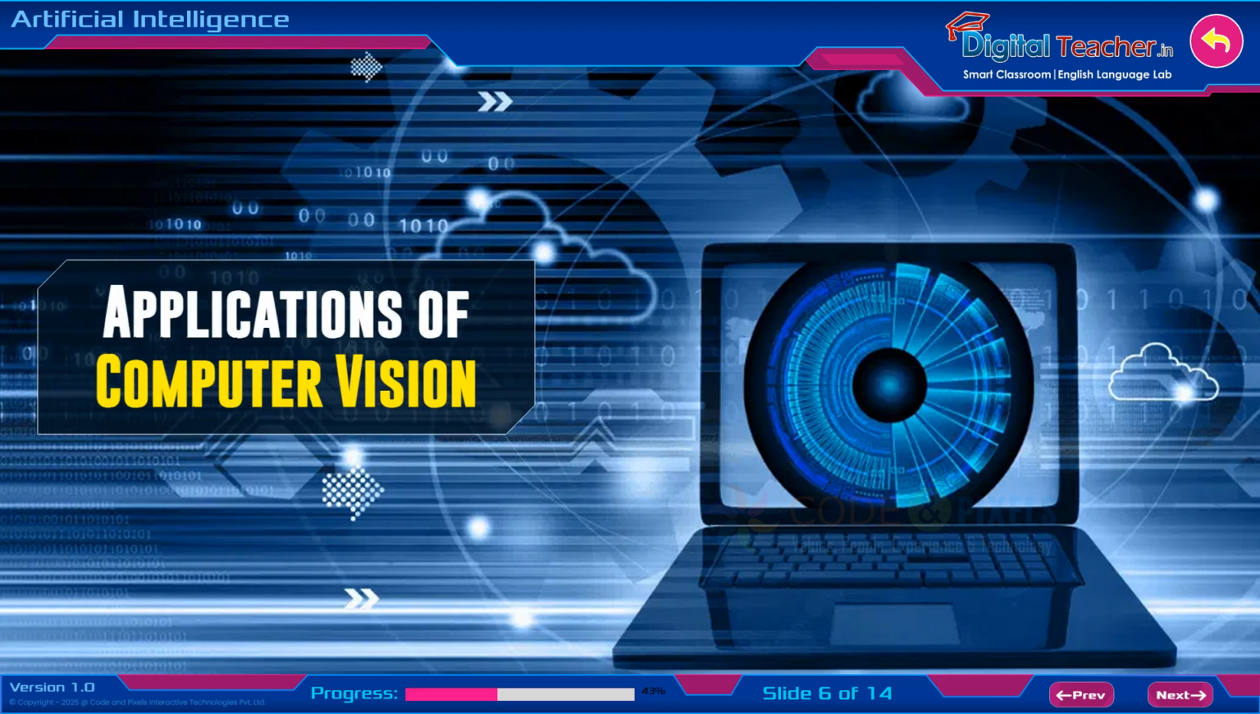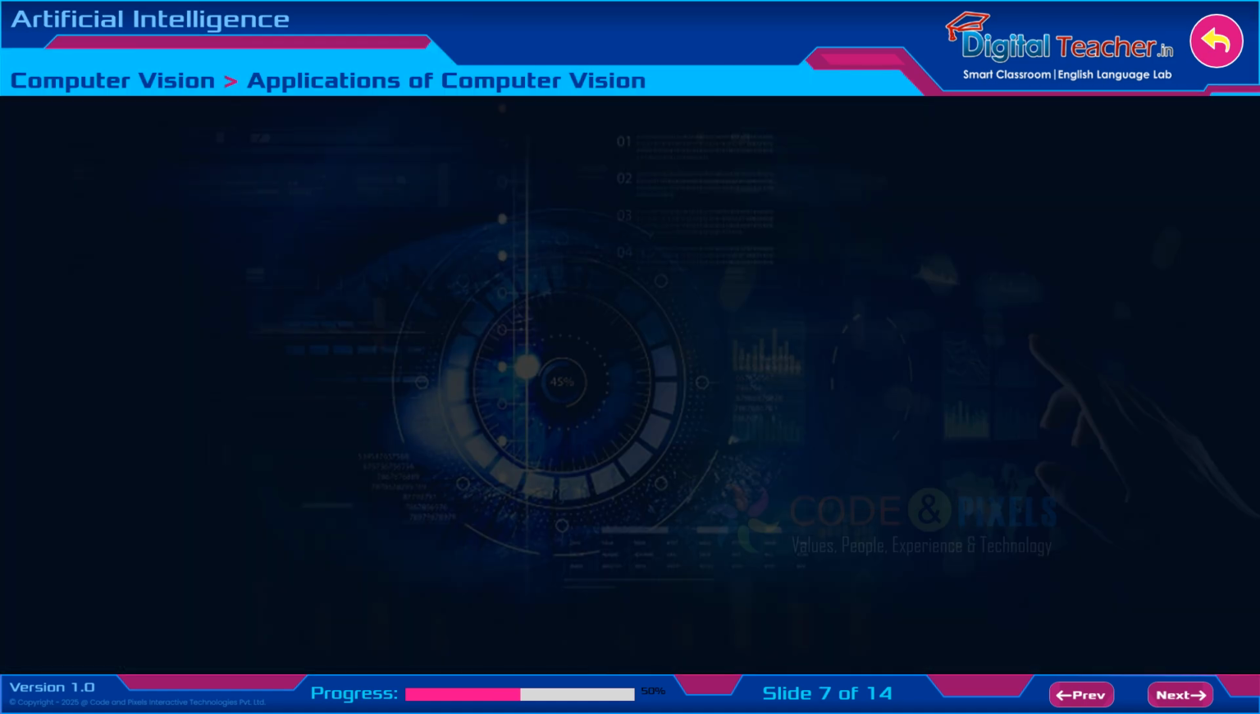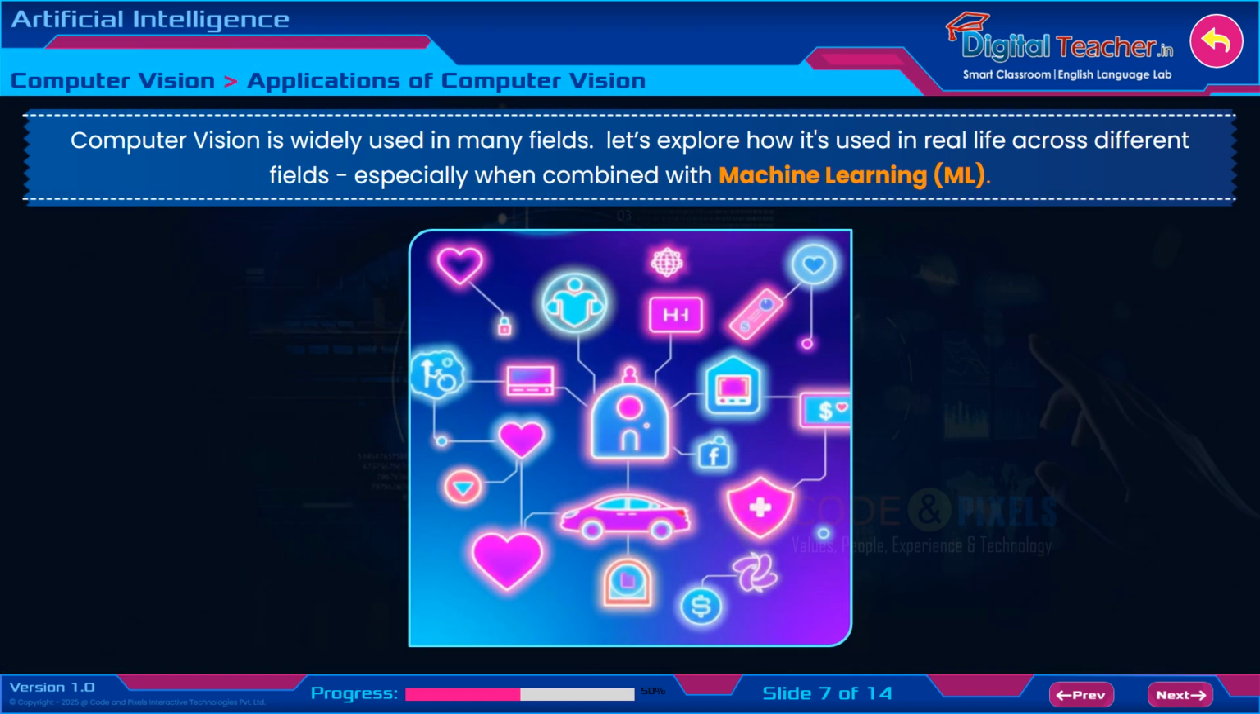Applications of computer vision. Computer vision is widely used in many fields. Let's explore how it's used in real life, across different fields, especially when combined with machine learning.